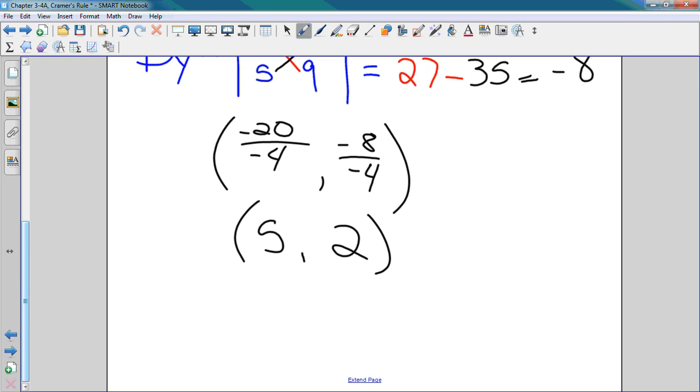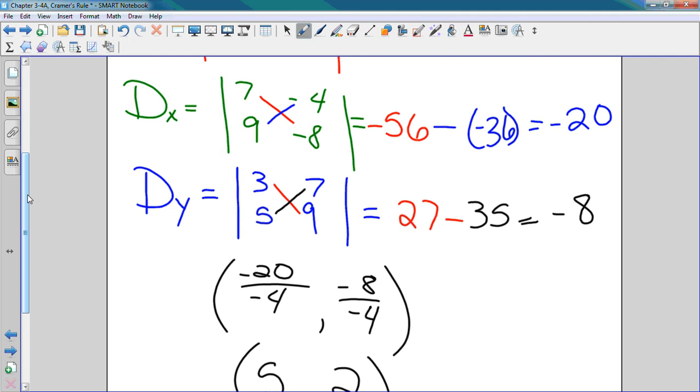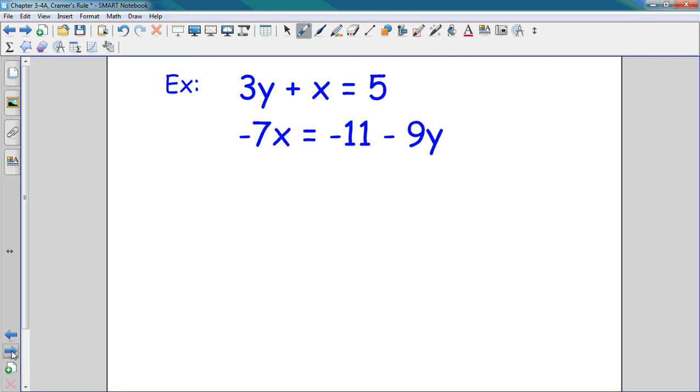Negative 20. D is negative 4, so it's dx over d, dy over d. Negative 8. Alright. That's it. Okay, let's do one more and then we'll be done for today.